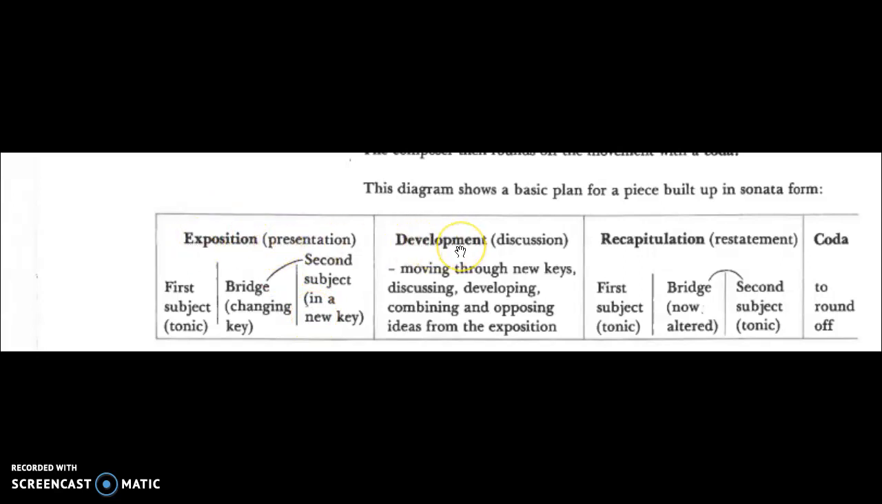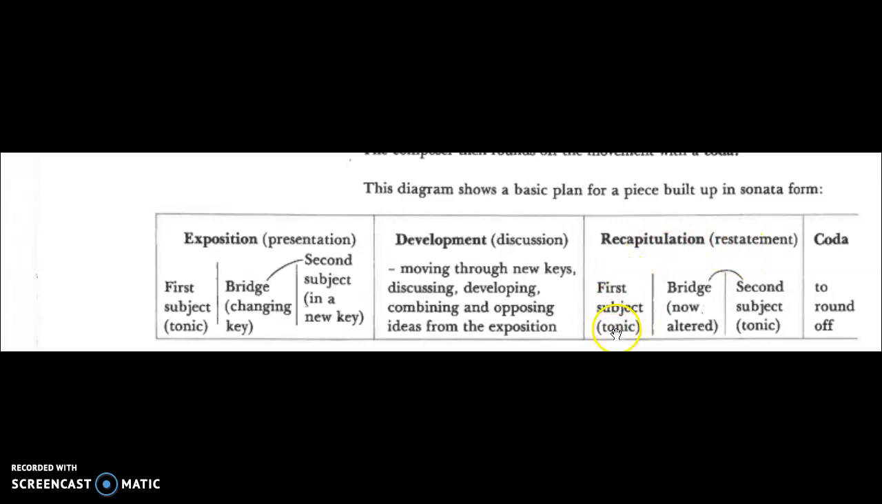Now the development is like discussing. I go through different new keys. I discuss. I develop old material that I've used here. I combine, and I have opposing ideas from the exposition. So I can have new material, or I can use material that I have used in my exposition. And I can go through different keys here. If this was in C major and G major, I can go to F major or B flat major or E flat major. Okay? Now the recapitulation is the restatement.